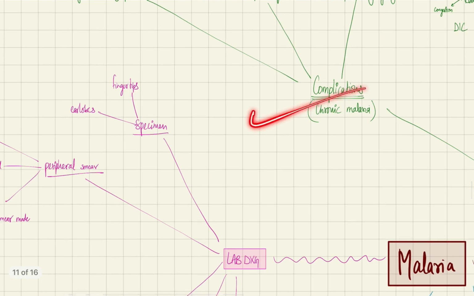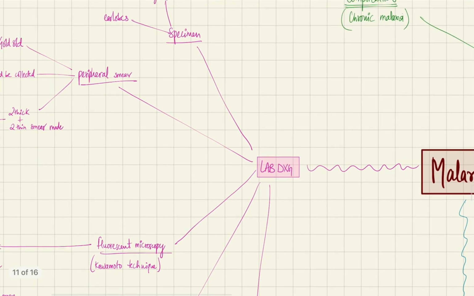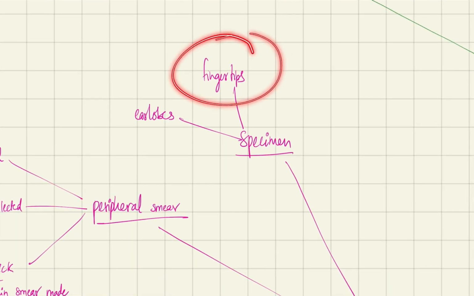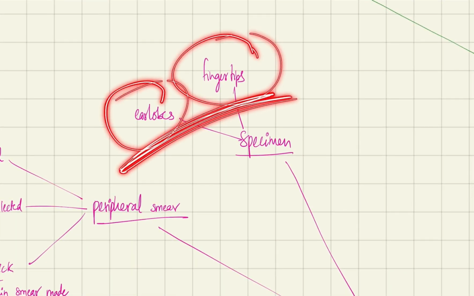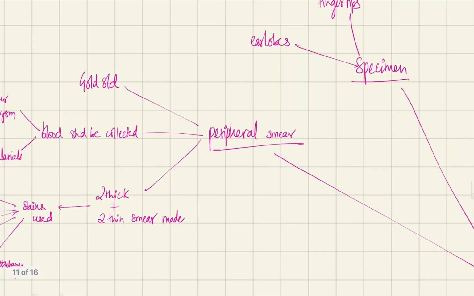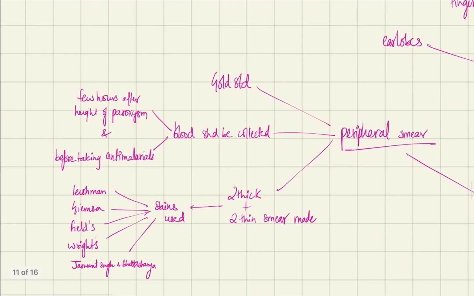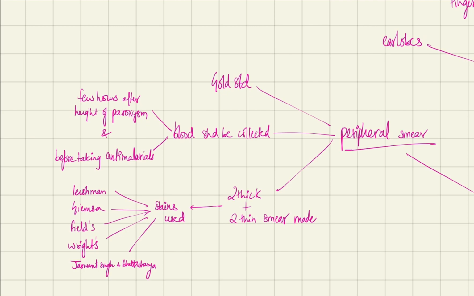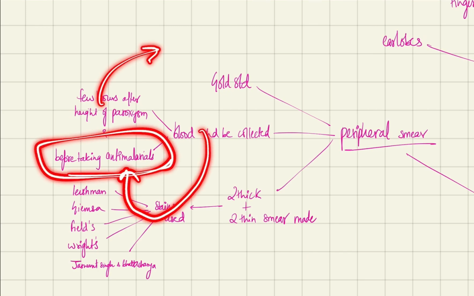Next, let's get to the lab diagnosis. And here, first of all, we discuss the specimen taken. Specimens are the fingertips and earlobes. We take the blood from these places, a classical viva question. The peripheral smear should be collected. You should note this, that it should be collected a few hours after the height of the fever and before taking the anti-malarial drugs. Okay, after fever and before taking the drug.